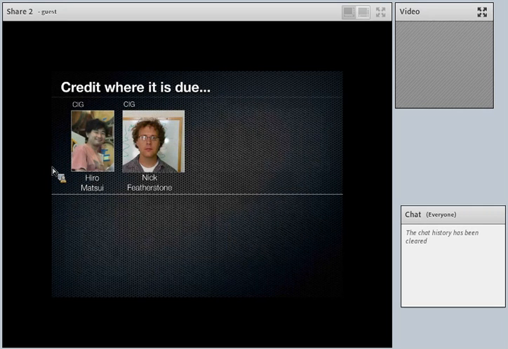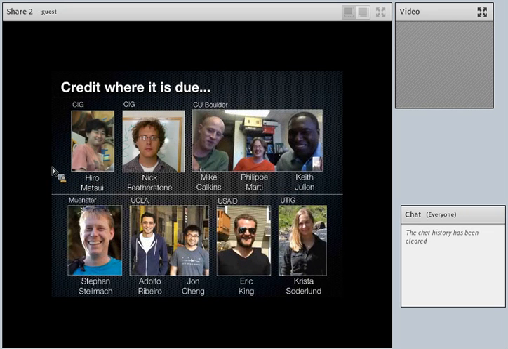And then I also just wanted to thank for a lot of the science images that were in the first, I'd say, 2/3 of this talk, Keith Julian's group at Boulder, and some images from Stefan Stelmach. I think actually I cut out all the results from the lab, so Adolfo and John Sheng didn't give us any images, but I cut them out about 20 minutes ago to save time. And then we saw some images from Eric King and Krista Soderlund, so I want to thank them as well. And I think that's all I have for today. Thanks very much, and if you have any questions, please ask away.